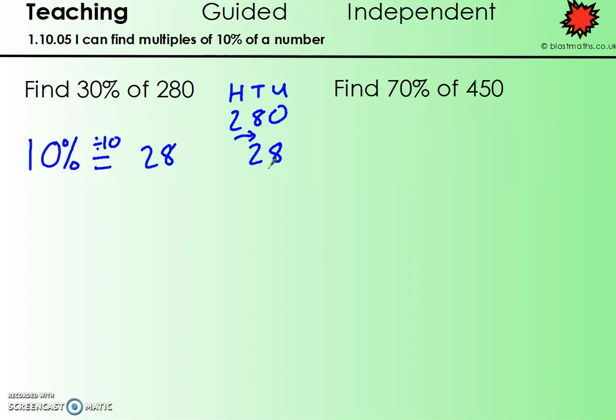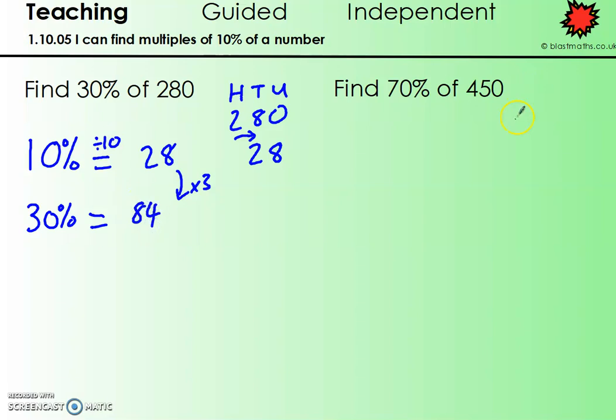So I've got 28 is 10%, so then to get 30%, I'm going to times this by 3. And mathematically the way to do that, imagine it's 30, that would be 90, and then take 3 lots of 2 off, which is 6, so it goes 84.